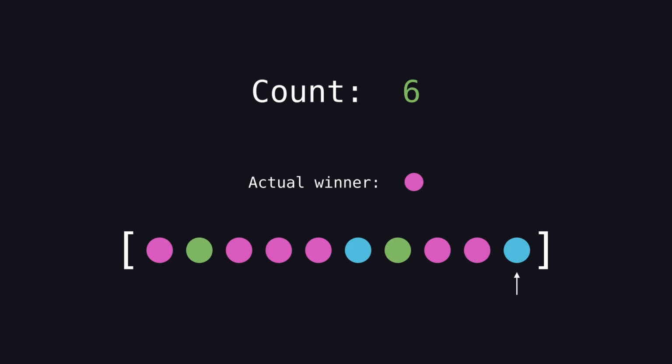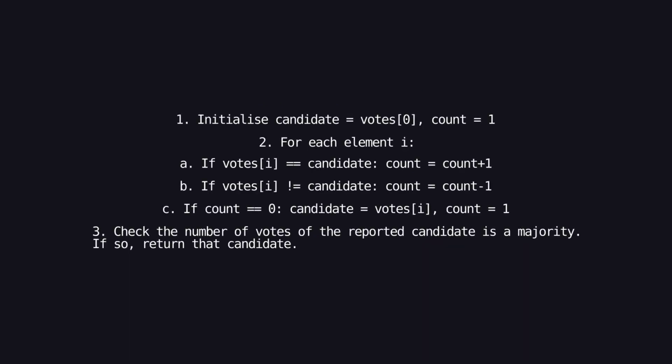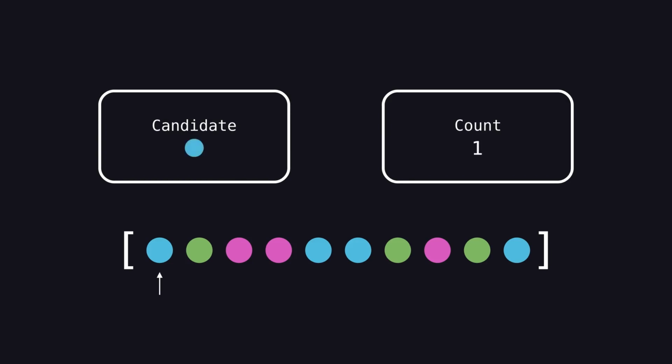A few of you might be wondering why we have to do that last pass through the array to make sure the reported candidate actually has a majority. This is because if there is a majority element, Boyer-Moore's algorithm will always return the correct answer, the majority element. But in the case that there is no majority element, the algorithm will simply return whoever happened to be the candidate at the end of the algorithm.